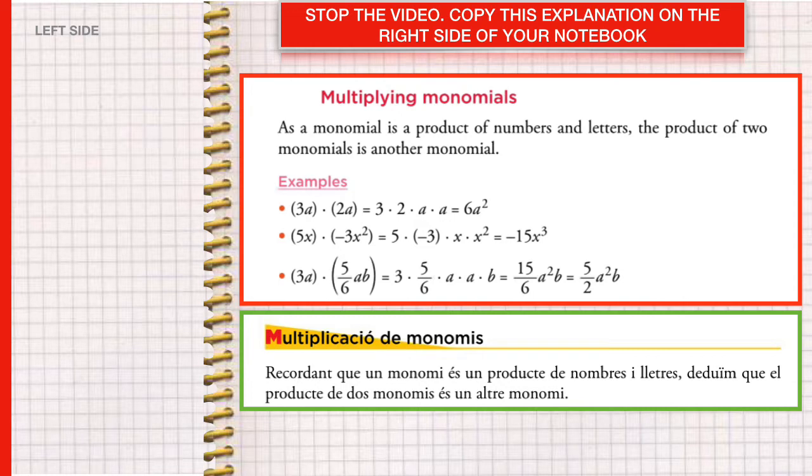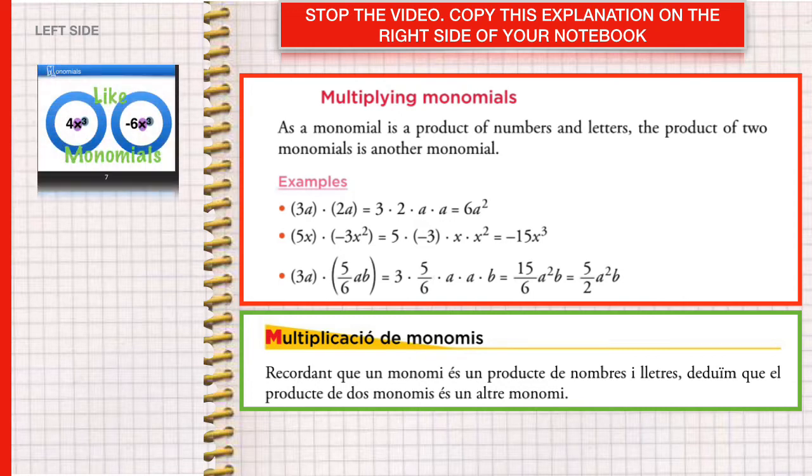To multiply the literal parts, we apply the rule of the product of exponents. To multiply numbers with exponents that have the same base, you add the exponents and keep the same base.